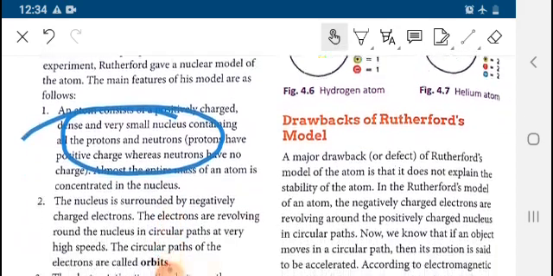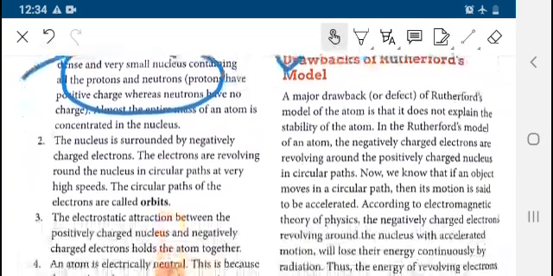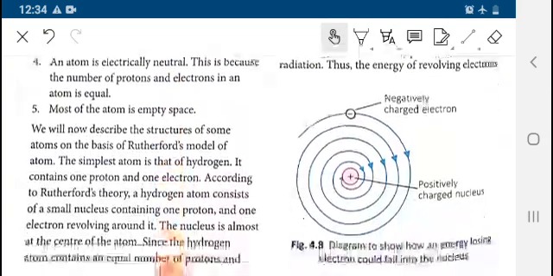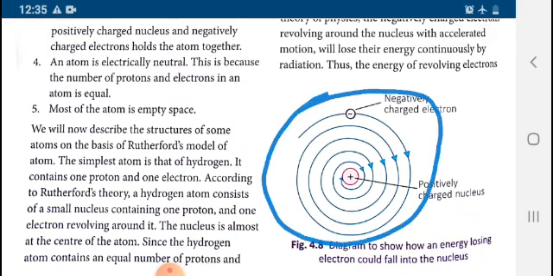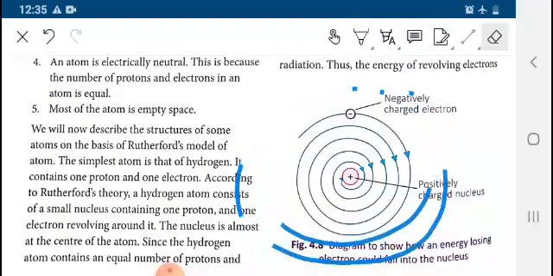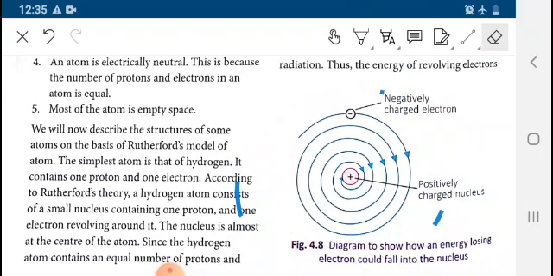What are the drawbacks of the Rutherford model? The drawback of the Rutherford model was this: the nucleus is positively charged, the electron is negatively charged, and both have a force of attraction between them, and the electron is revolving around the nucleus, so there is a chance that the electron may fall onto the nucleus and the atom will have no existence. He could not explain the stability of an atom.